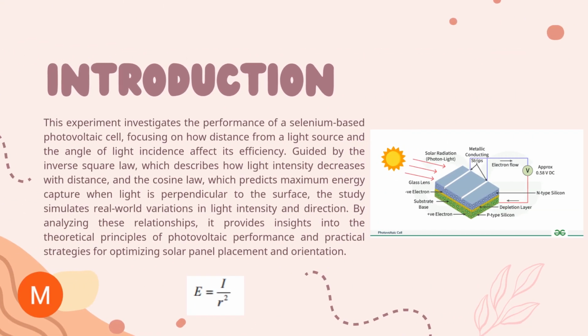The introduction of the experiment: this experiment investigates the performance of a selenium-based photovoltaic cell, focusing on how distance from a light source and the angle of incident light affect its efficiency, guided by the inverse square law. Here is the formula that we use, which describes how light intensity decreases with distance, and the cosine law, which predicts maximum energy capture when light is perpendicular to the surface. The study simulates real-world variation in light intensity and direction. By analyzing the relationship, it provides insight into the theoretical principles of photovoltaic performance and practical strategies for optimizing solar panel placement and orientation.